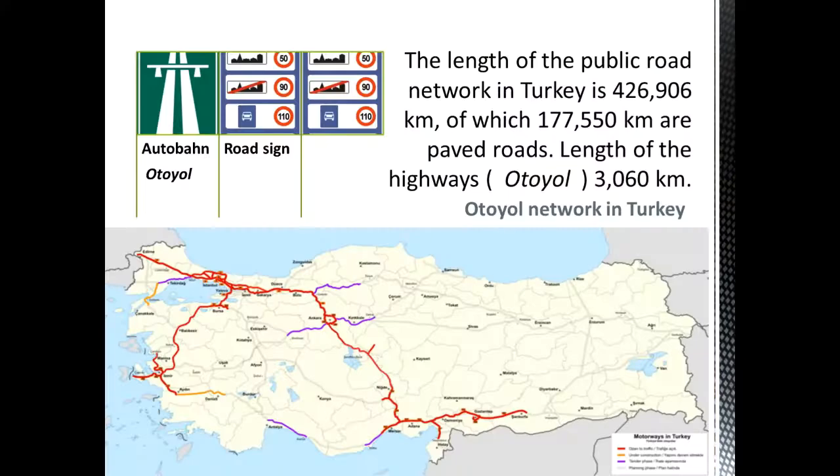So moving on, we come to modern day structures, such as the autobahns in Turkey. As you can see, the autobahn sign and the road sign. The length of the public road network is roughly 400,000 kilometers, with 177,000 kilometers of paved road. The highways are 300,000, not much. But we can see the autobahn starts from Şanlıurfa and ends all the way back at Istanbul.